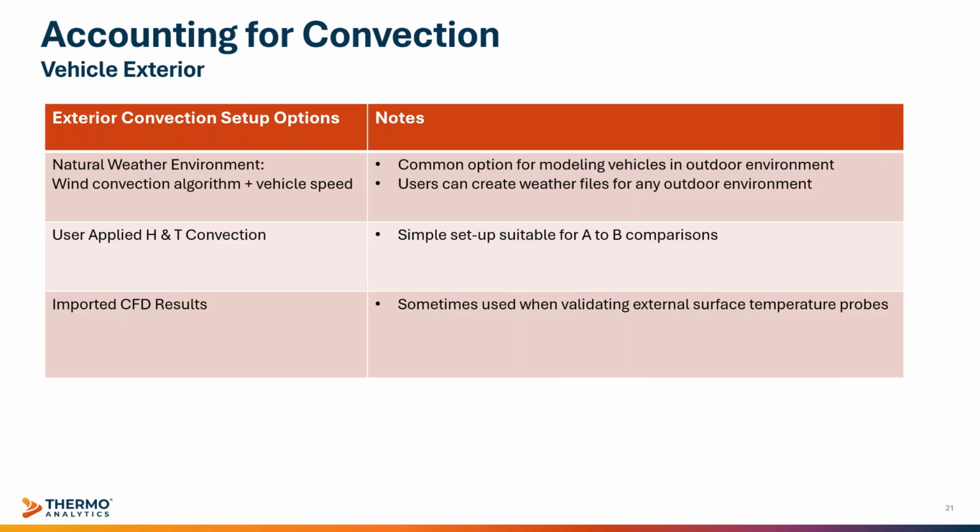The most common option is probably to set up a natural weather environment in the TAITherm model and use the wind convection algorithm. To set up a natural weather environment, you just need to compile weather data into the proper text file format. With all of the global weather data available for free on the internet, it's really simple to customize the weather in your model to match your specific scenario of interest. Also, you can define a vehicle speed in TAITherm, and the software will be automatically able to calculate a wind vector based on the wind direction, wind speed, as well as that vehicle direction and vehicle speed.